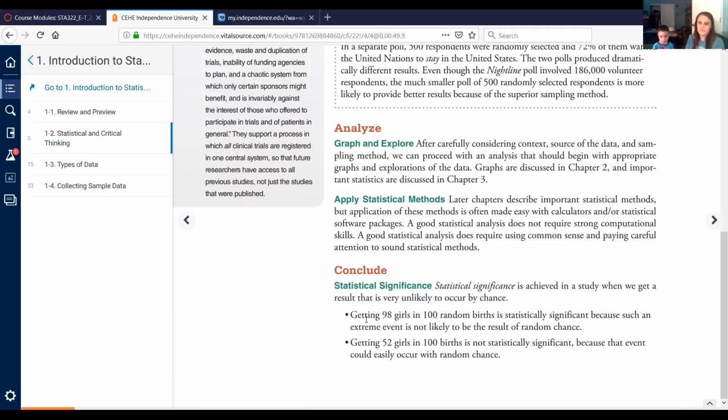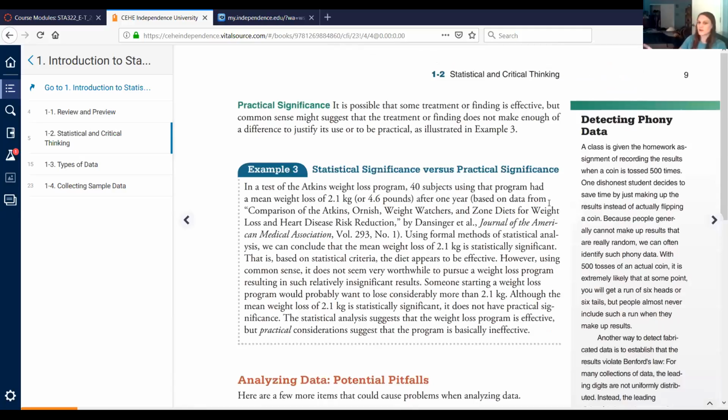If that were the result, then this would be significant, because it's not likely to happen randomly, since we're talking about a 50-50 chance for every single birth. However, if we had 52 out of 100, that would be insignificant, because there's no real difference there, because that could easily occur.